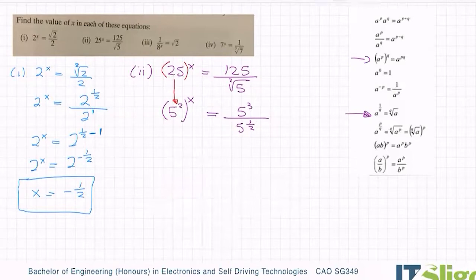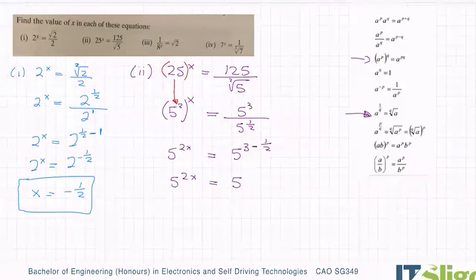Okay, so we're going to get 5 to the power of 2x there on the left, and then on the right it'll be top minus the bottom. So 5 to the power of 2x then is 5 to the power of 3 minus a half. It's 2.5, which is what? 5 over 2. Okay, and now look what we have.